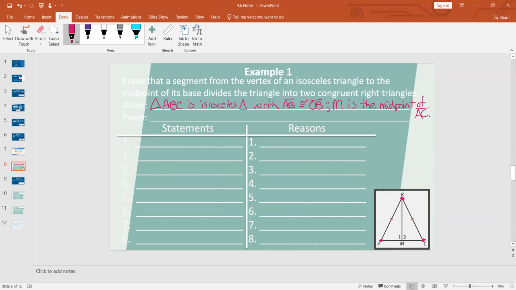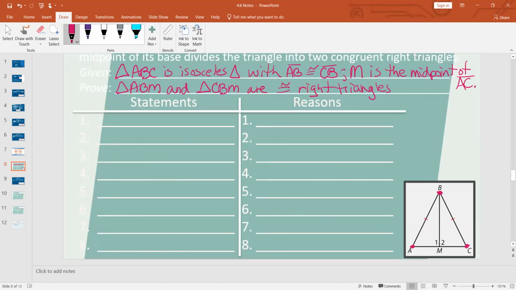Then we need to prove that triangle ABM and triangle CBM are congruent right triangles. Okay, should be pretty easy enough. Let's go ahead and start off with stating our given.